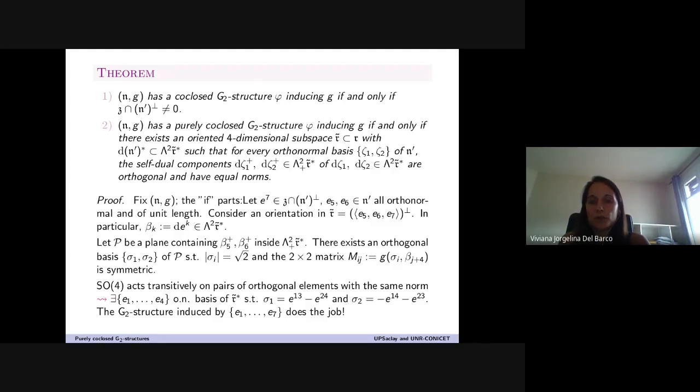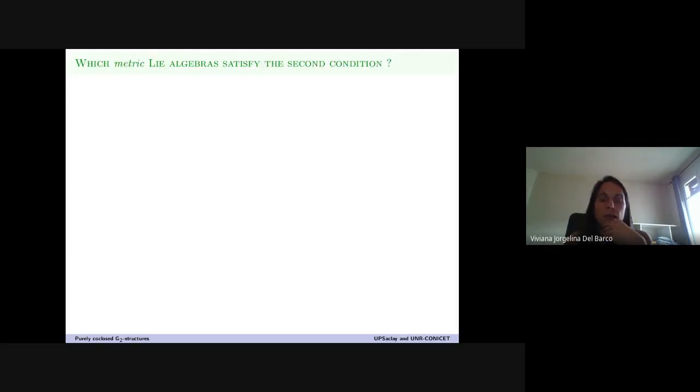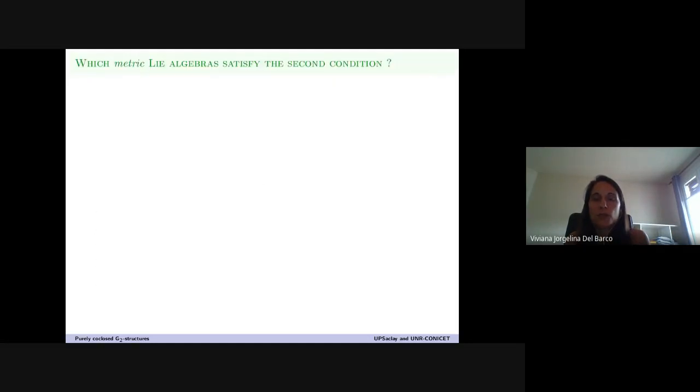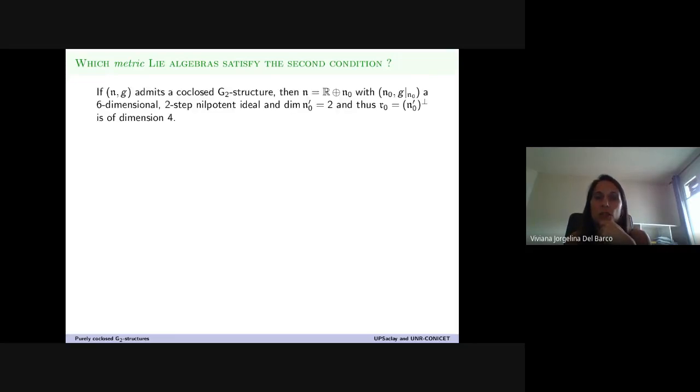It's going to be purely coclosed. So this is more or less the procedure we did. I will not have much time, but I just want to finish with this case. Any metric is going to be induced by a coclosed G2 structure, and is going to be induced by a purely coclosed one if this condition is satisfied. So the question is, which metric Lie algebras satisfy the second condition?